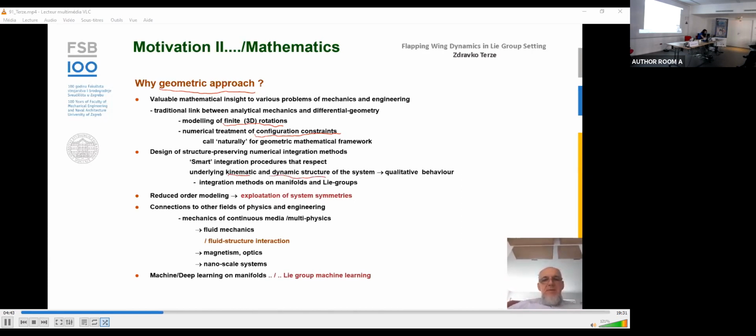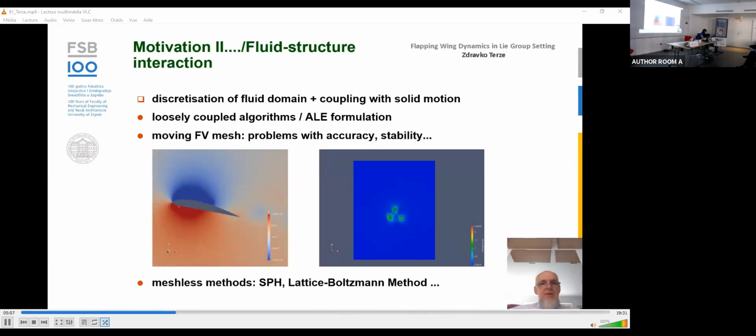Beside that, geometric framework allows for designing of structure-preserving numerical integration schemes that respect underlying kinematic and dynamic structure of the system. However, probably most important issue is that geometric framework gives a possibility of exploitation of system symmetries and design of reduced order models that gives a direct link toward learning algorithms on manifolds and Lie group machine learning. Design of reduced order models gives us possibility to come up with much more efficient computational procedures.